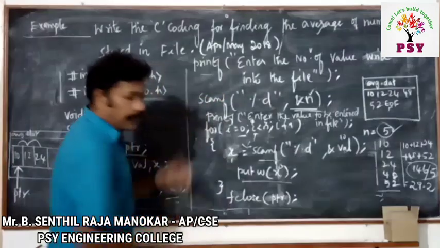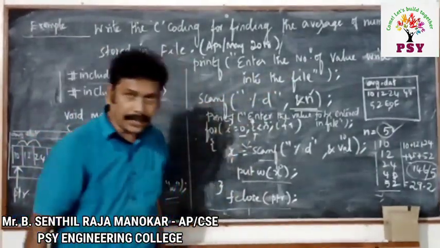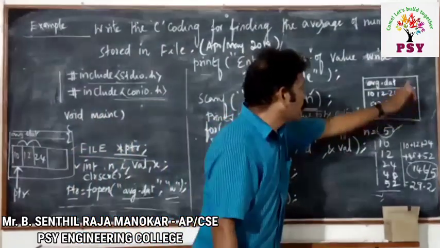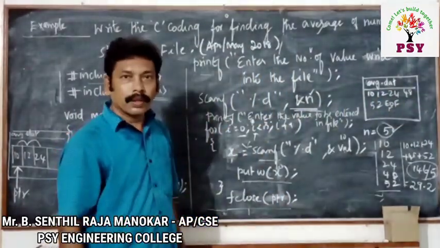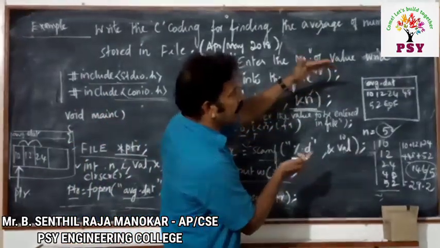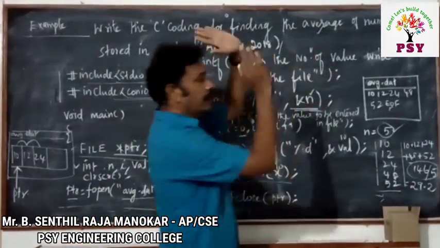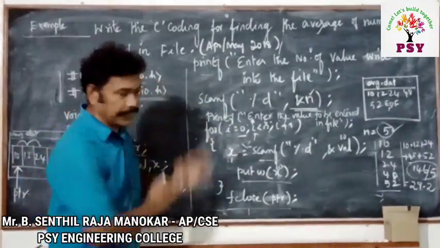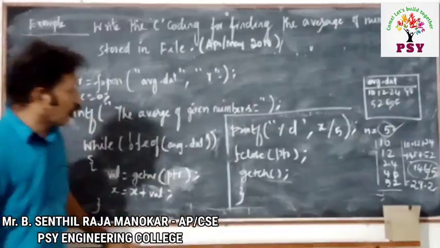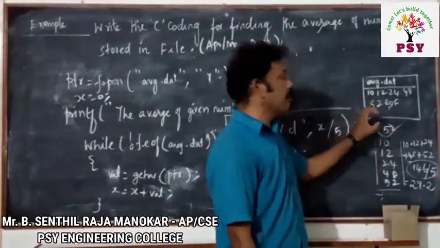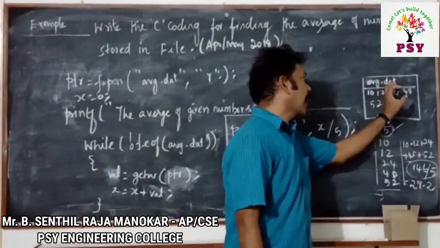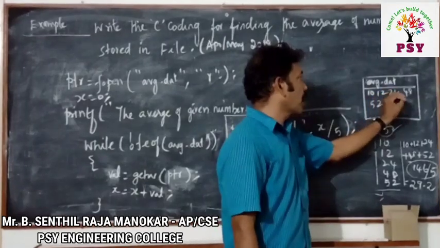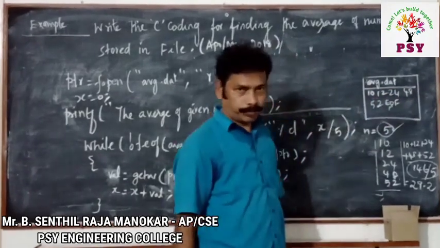So we have created a file. The name is avg.dat, where we are entering 5 values like 10, 12, 24, 48, 52. So we have created the file avg.dat with 5 values. That's all. First, that function we have completed. So we entered the values into the file avg.dat. There are 5 values: 10, 12, 24, 48 and 52.